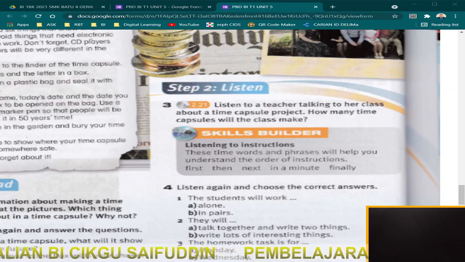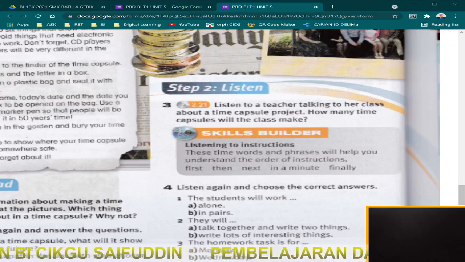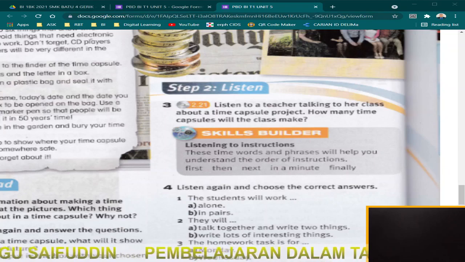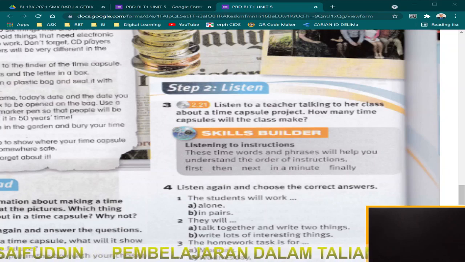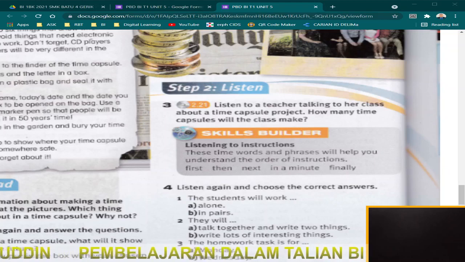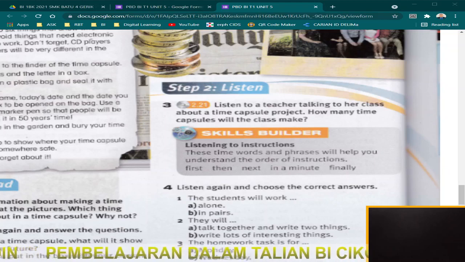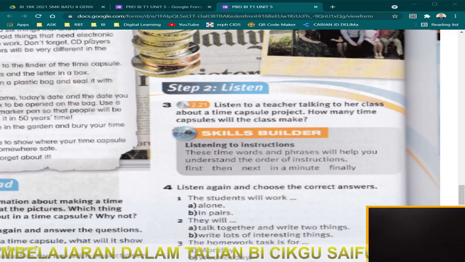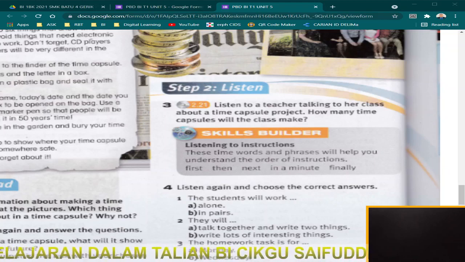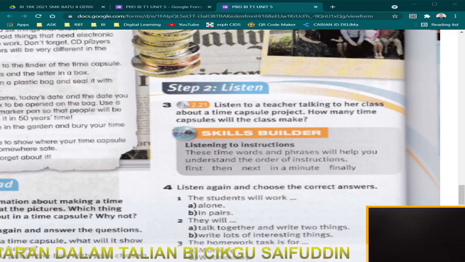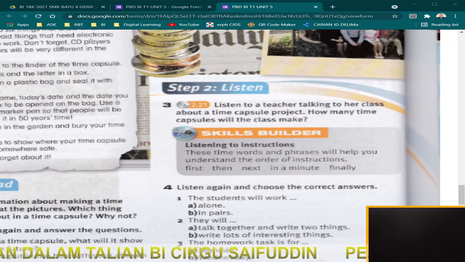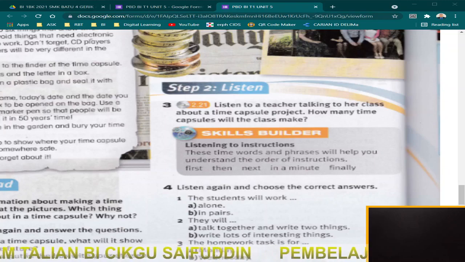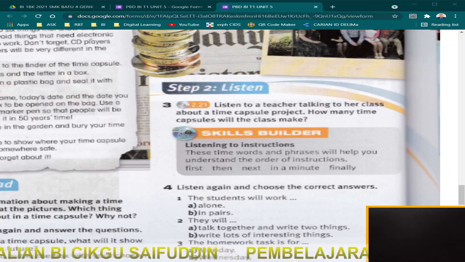Okay? And by listening carefully to the audio, actually, you have to know the order to use this conjunction. For example, first, then, next, in a minute, and finally. Okay. So when you talk about the steps, you can use first, and then, next, after that, in a minute, and lastly, finally. So you can use this if you want to improve your writing skill.